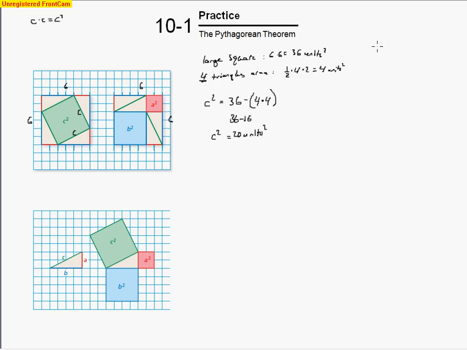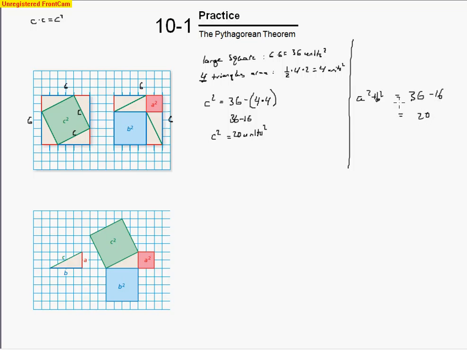Well, looking at the other square here, we have the same sort of thing. We have a squared plus b squared. I'm taking this square here and this square here, and I can find out what they are by doing the same sort of thing. I can take 36, which is the area of the large square, and subtract out these 4 triangles. And the 4 triangles are exactly the same as the 4 triangles over here. So you can see how it's going to be minus 16 equals 20.